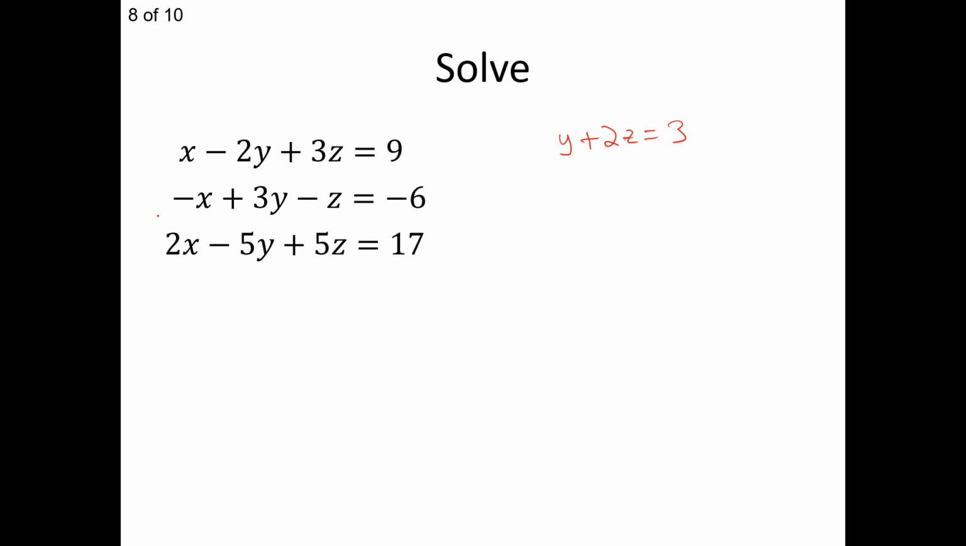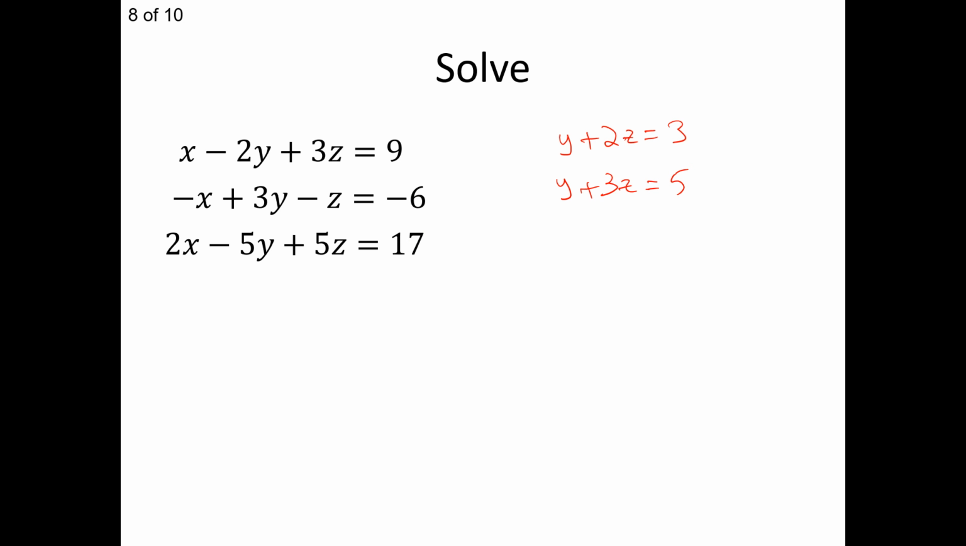So multiply by 2 in the middle equation there, and you guys can do some mental math with me. Negative 2x plus 2x cancels that out. I get 6y because I doubled that. Add that to negative 5, and it gives me a positive y. Double z there, so I get negative 1z. Add that to 5z, and I get a positive 3z. Doubled negative 6 gives me negative 12. Add that to 17, and I get 5.